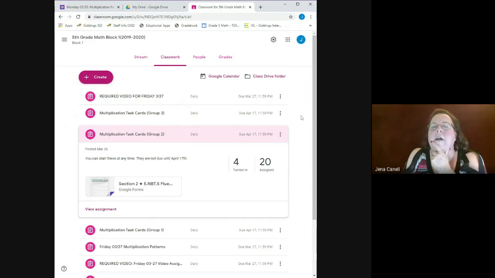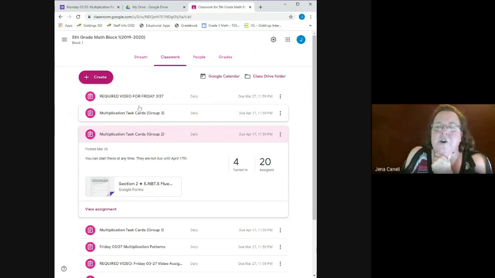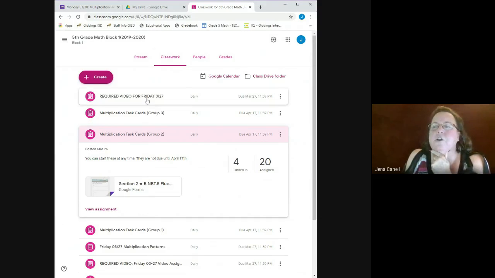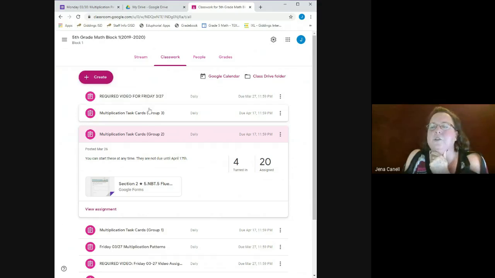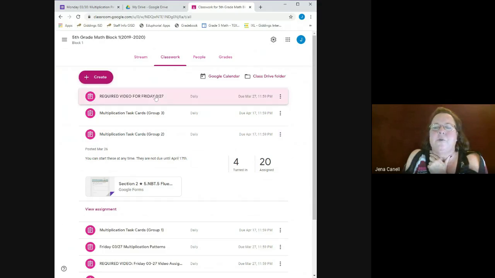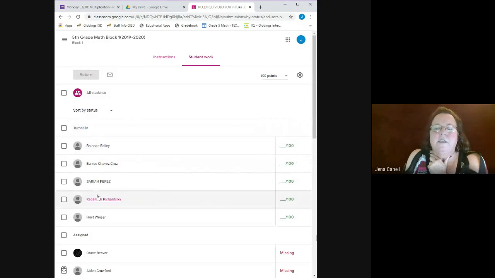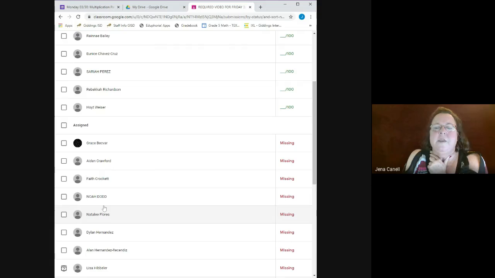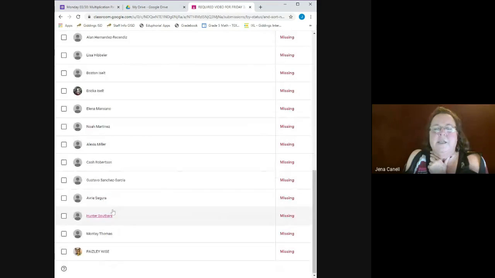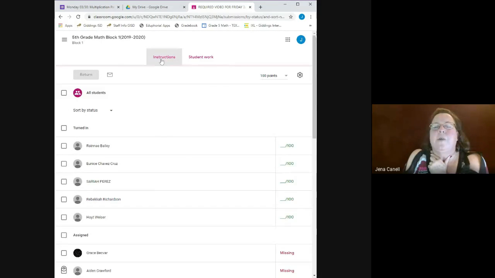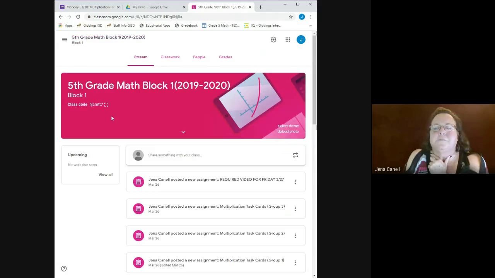Don't forget about your multiplication task cards. You don't have to do them all at one time. I loaded those up. So if you do 2 a day, then you will complete all 30 of the task cards before April 17th, which is their due date. Don't forget for the videos, you also have to go in and submit that you completed them. It will show me a list of who's turned it in and who has it assigned but didn't complete it. So make sure that you go back and do those items.